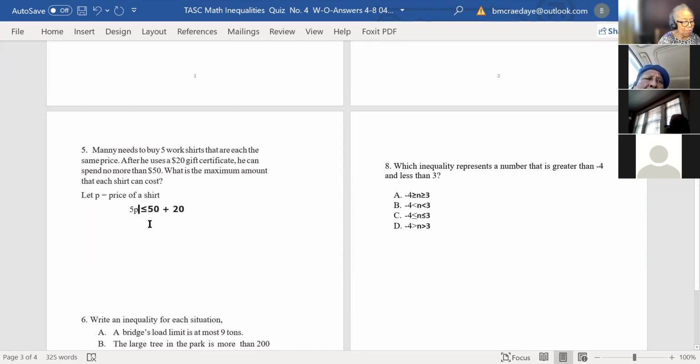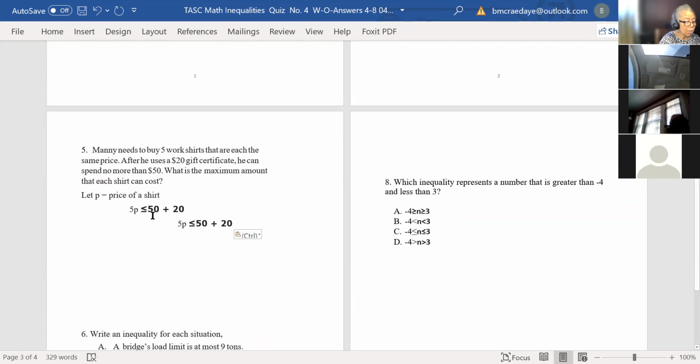5 work shirts at P price. So when we add the 50 to the 20, let's just copy this. And let's add our 50 plus 20, get our 70. So on the right side, this is now $70. So Vanessa, what's the answer? What's P equal to, Vanessa?